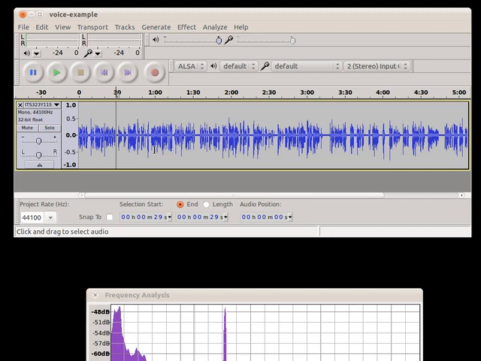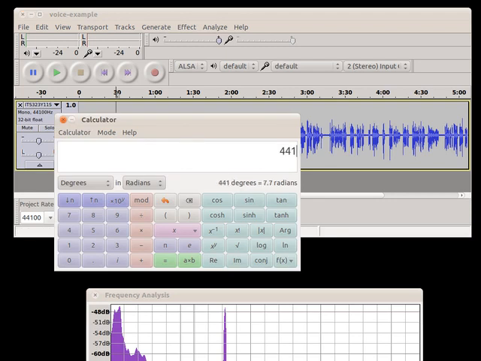Let's calculate. 44,100 times 16 bits times 300 seconds. That's the number of bits: 211 million bits. Divide by 8 to convert to bytes, which might be easier: approximately 26 megabytes. 26.46 megabytes. That is, if I save this audio on my computer, it needs a file of 26.46 megabytes if we save it in the raw form without any compression.